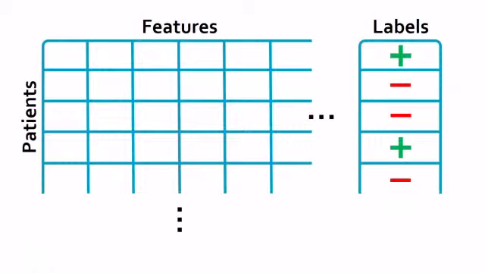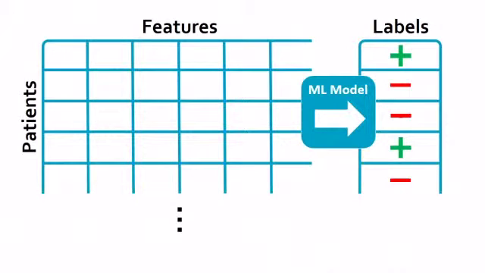So these would be maybe diagnostic labels. Does somebody have a disease or not? The point, and what we're really trying to do, is build a model that can map us from the patients and the features, the information that we have collected from that patient, to these labels that we're interested in having.